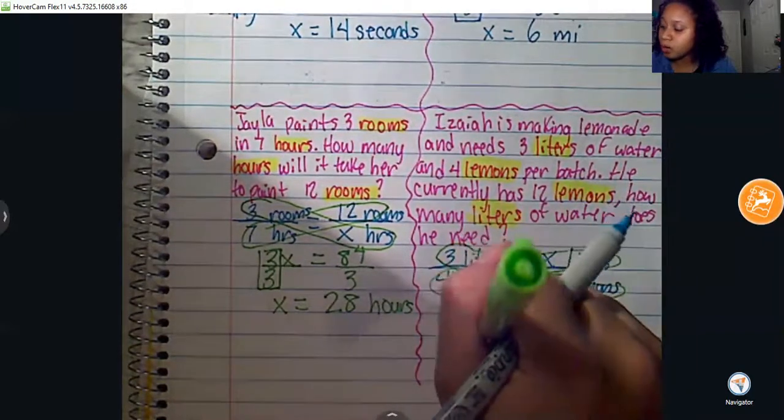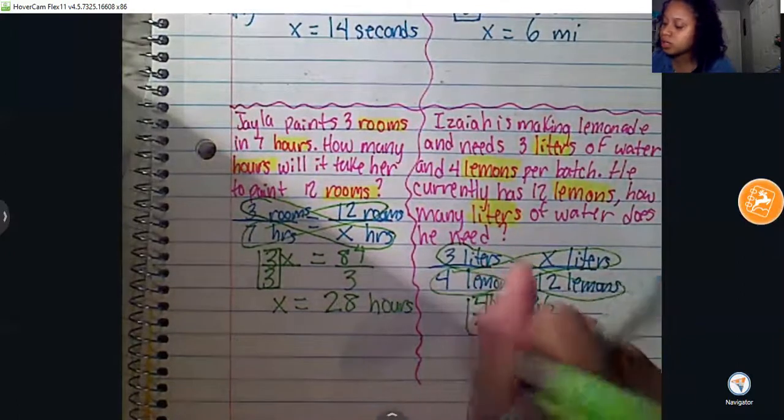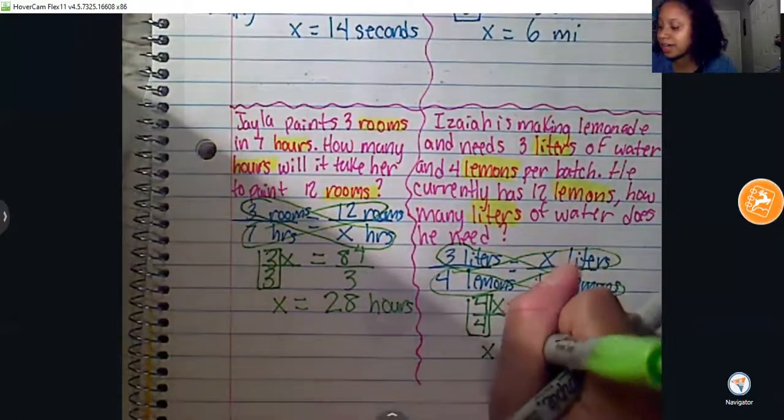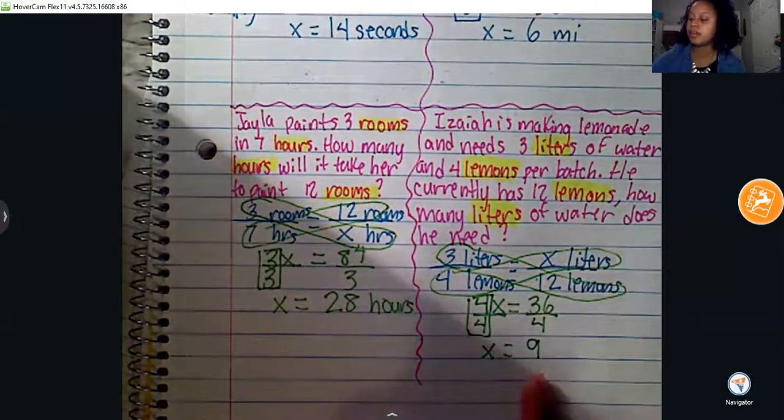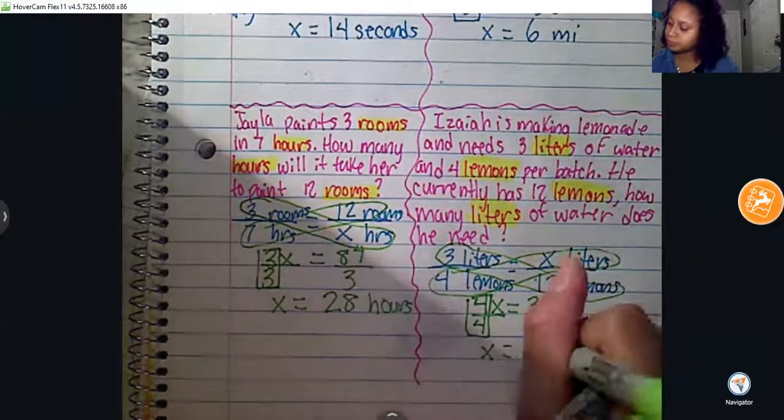This makes our giant 1. So then this simplifies to just X equals 36 divided by 4, which is 9. We do not just end it at 9. We figure out what our units were. It was 9 liters.